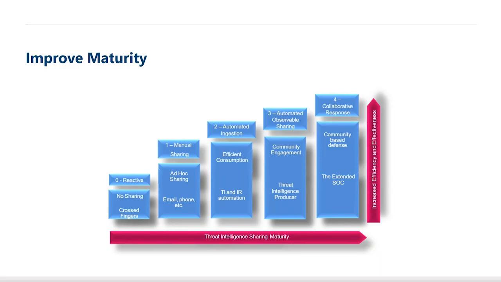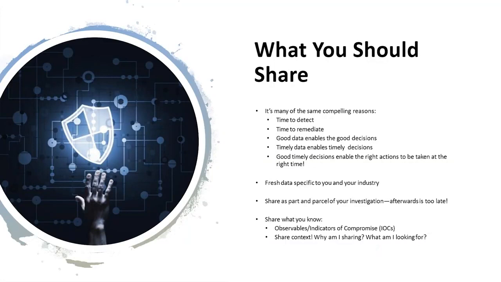Okay, moving forward. So we spoke about the whole maturity model. Now, what you should share, I mean, we're talking about threat intelligence, what are the things that should be shared with the community? So, some of the compelling reasons why you should be sharing it. The first one is what is the time to detect? Second one, time to remediate. And of course, good data enables good decisions.